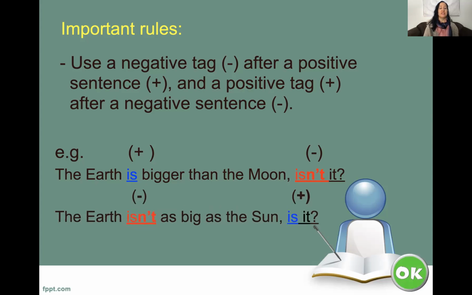The Earth isn't as big as the sun, is it? You see how my intonation or my volume of my voice went up with a positive tag, or the positive question tag. Why? Because it was a negative statement and I'm confirming it or clarifying it.